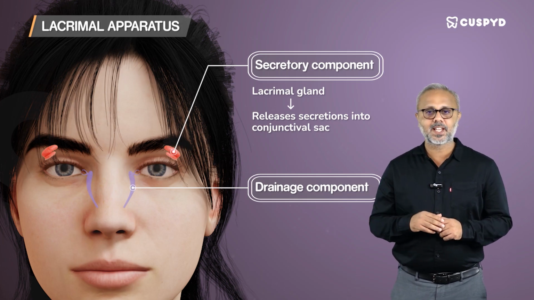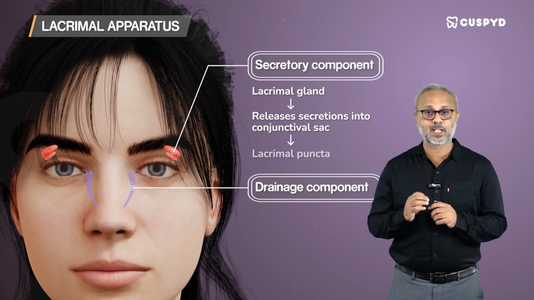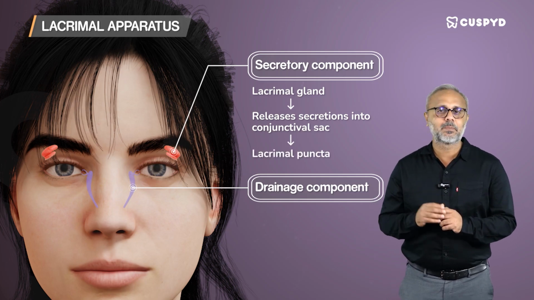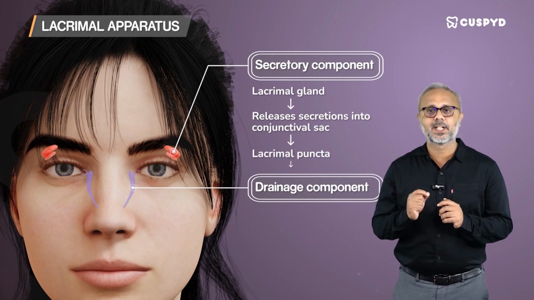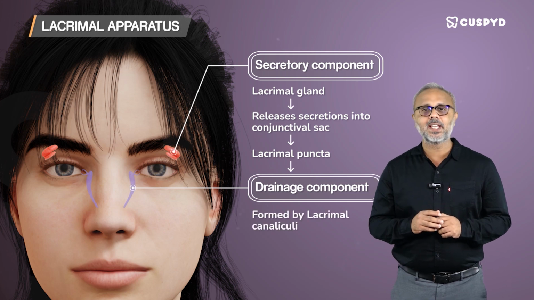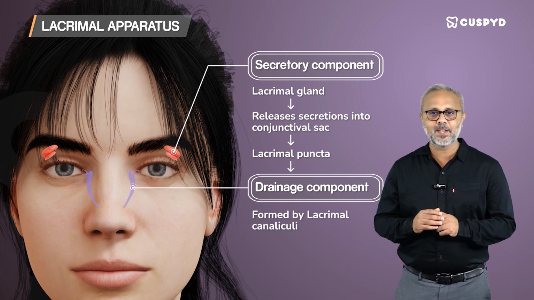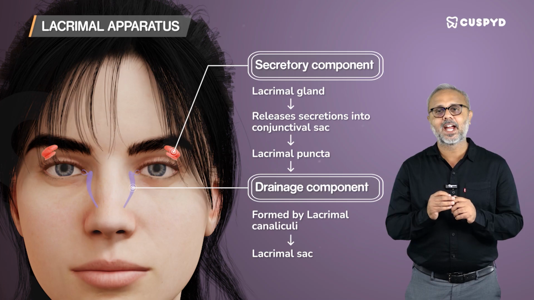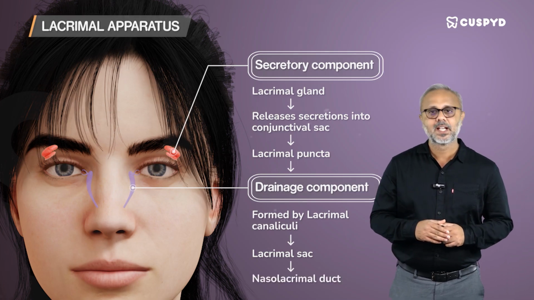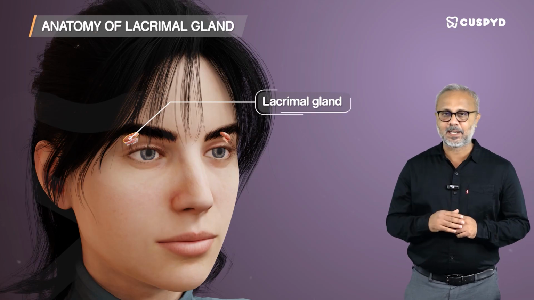From the conjunctival sac, it is carried into the lacrimal puncta. The lacrimal puncta actually leads into the drainage pathway formed by the lacrimal canaliculi, the lacrimal sac and the nasolacrimal duct. Let's begin with the anatomy of the lacrimal gland.